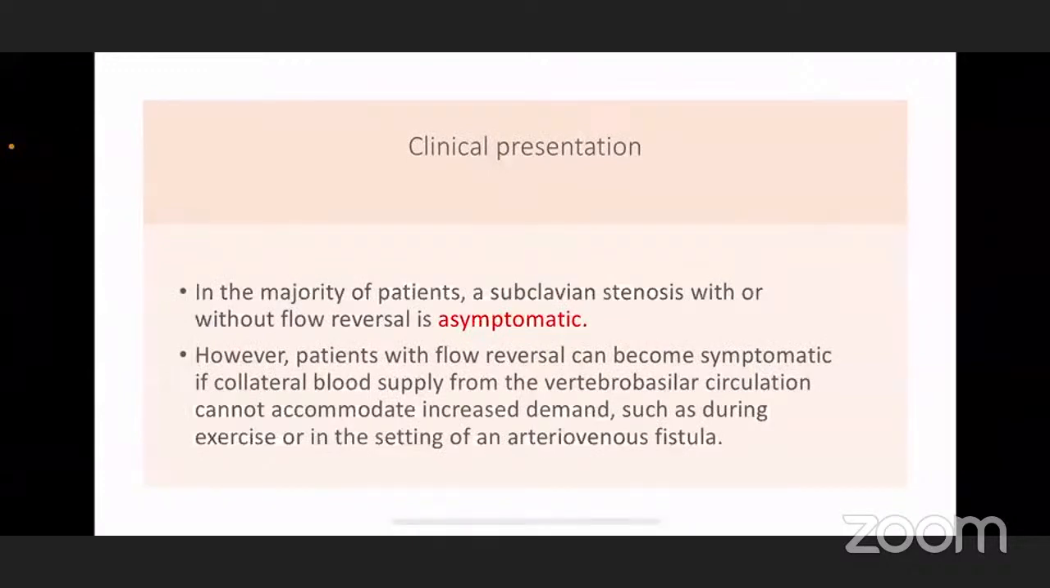In the majority of patients, the subclavian stenosis with or without blood flow reversal is asymptomatic. So usually the patients have no symptoms. However, patients with the flow reversal can become symptomatic. When do the patients become symptomatic? If there is increased demand on the right arm, for example, that will cause blood supply to be stolen from other circulation into the right arm. That will cause subclavian steal syndrome to become clear or symptomatic.